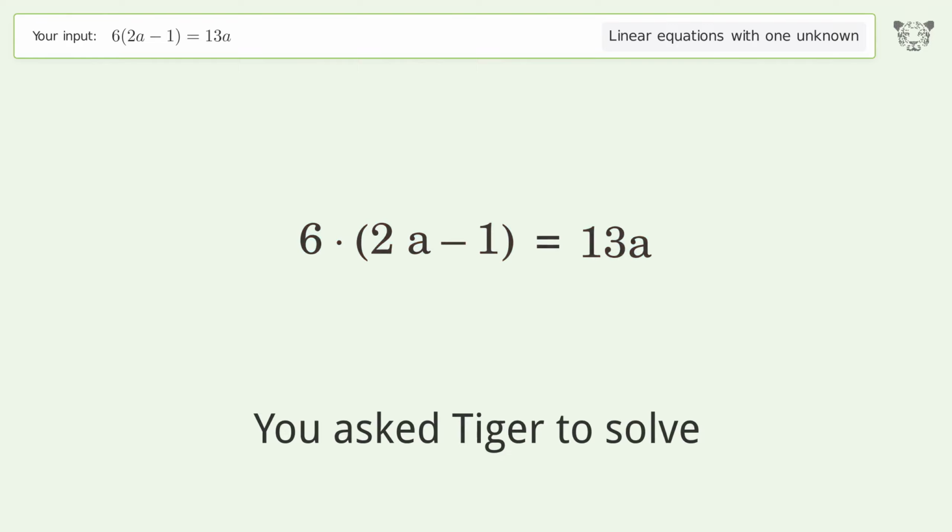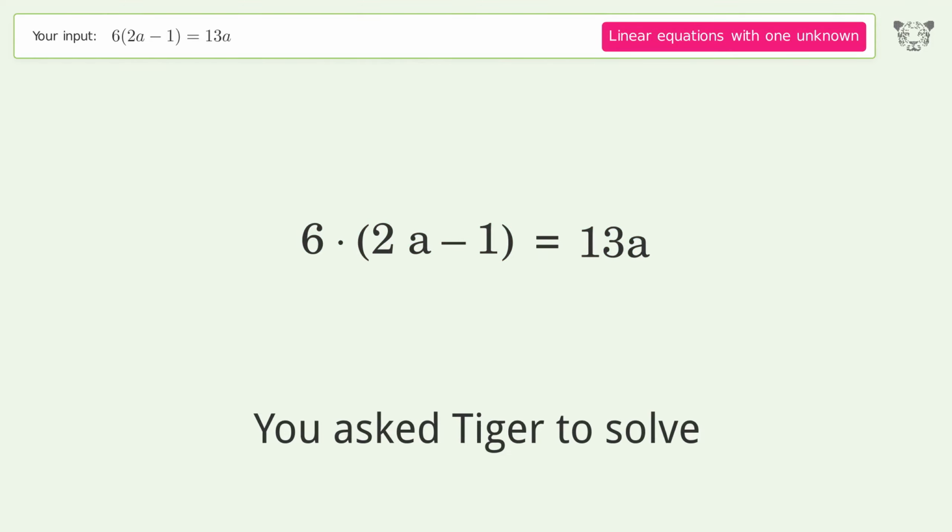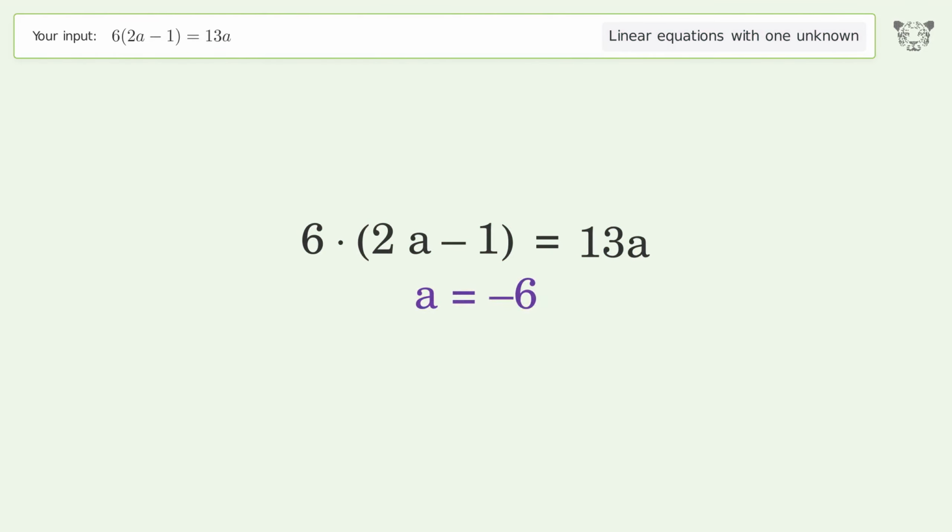You ask Tiger to solve. This deals with linear equations with one unknown. The final result is a equals -6. Let's solve it step by step.